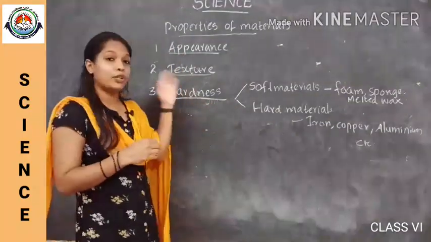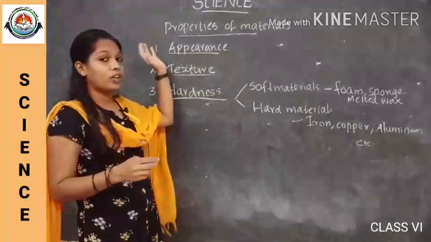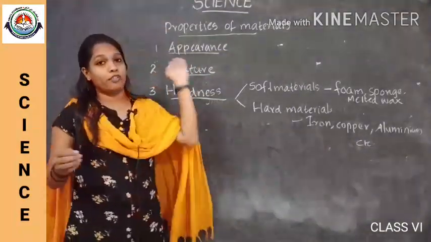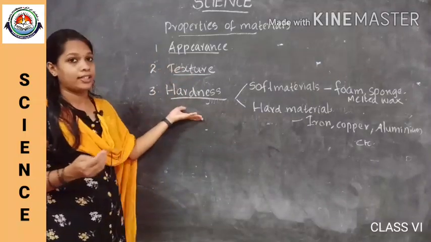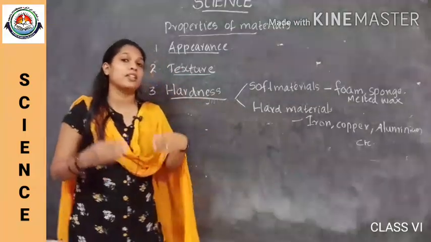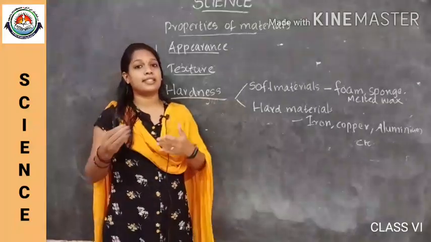So are you clear about this topic? Now we have discussed the properties of material. We have discussed three properties: appearance, texture and hardness, and there are many other properties that we will discuss in our next class.